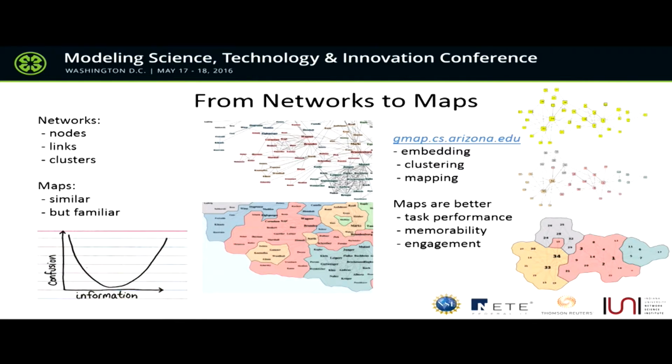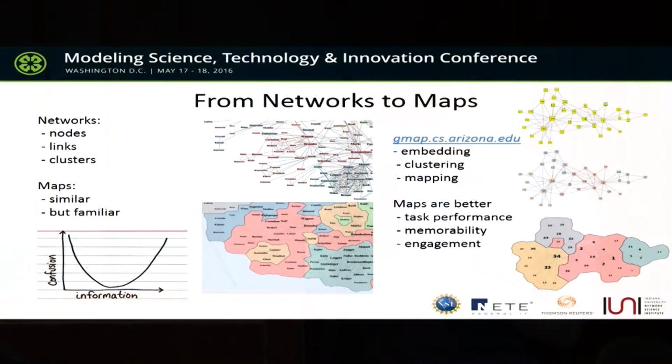Why make networks into maps? Because Kati and many others have shown that the general audience is intimidated by networks and doesn't know what to do with them. Whereas everybody knows what to do with a map. They know what a country is, they know what a state is, they know what a city is. Same thing as clusters, subclusters, and so on.